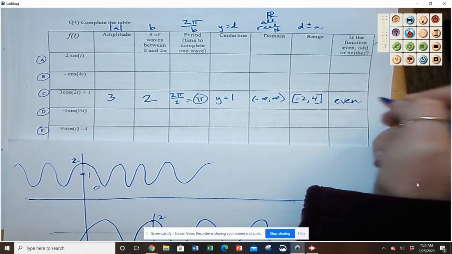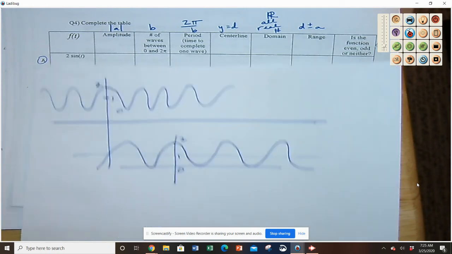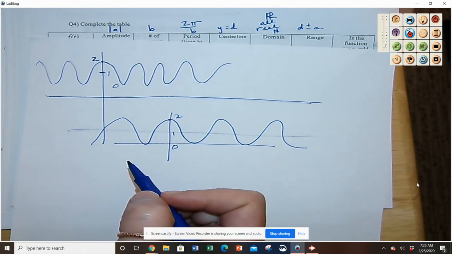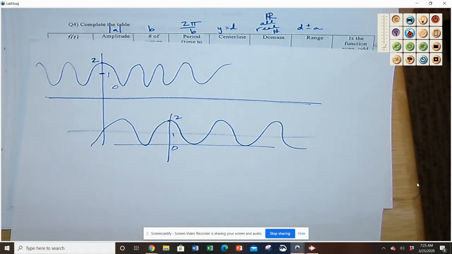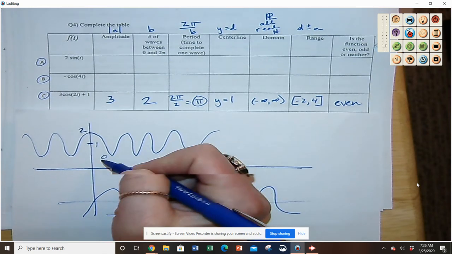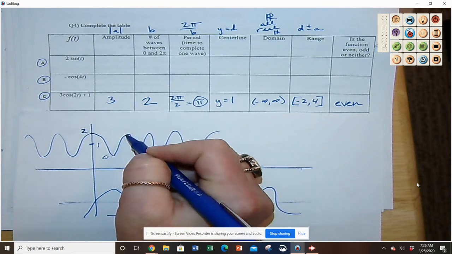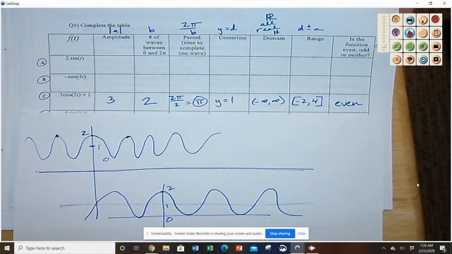So ask yourself first, is it even? If it's even, then it can't be odd or neither. There's always only one answer. Odd would be symmetric to the origin, which is that 180 rotation, and then neither would be many graphs. It just kind of depends on what you have. Remember, the other alternate definition is opposite inputs have the same output. So if I went out here, you're getting the same output either direction. Okay, so pause it, try A, B, D, and E.